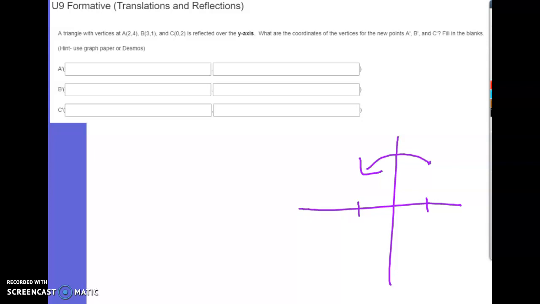So the original point is at (2, 4). The x-coordinate is going to change sign and become -2, and the y-coordinate will still remain at 4. And we're going to continue doing that. So this would be (-3, 1), and this would be (0, 2), because 0 is 0.